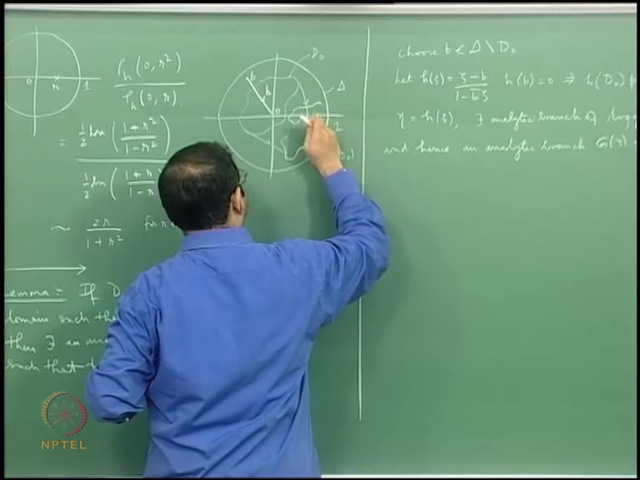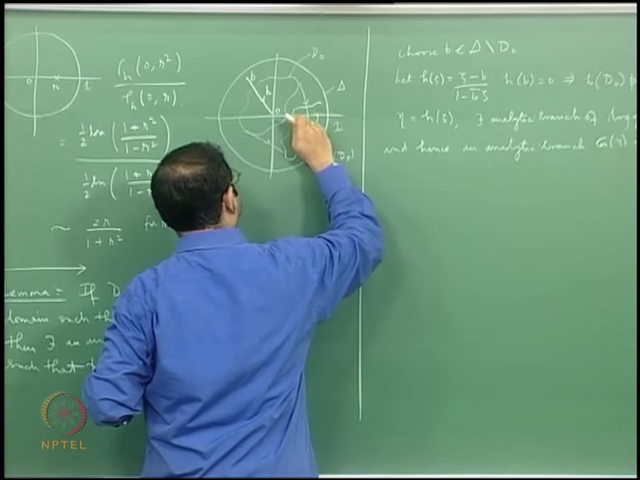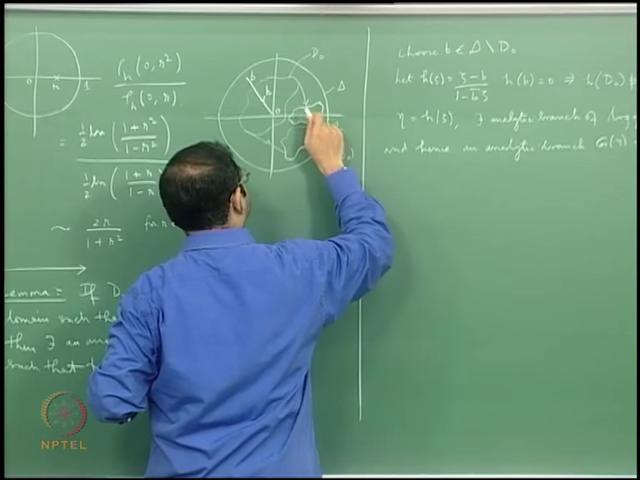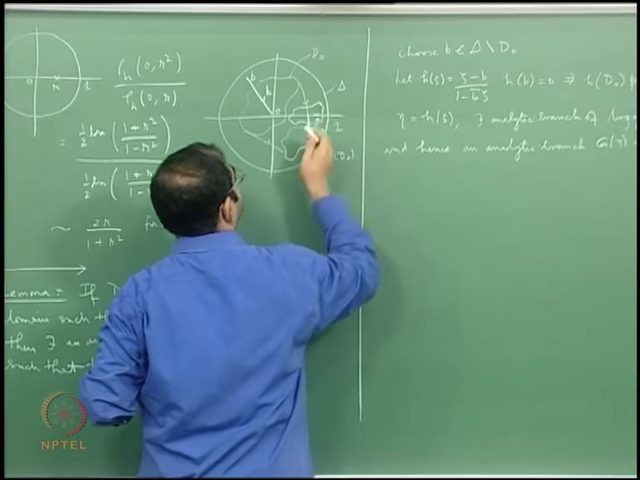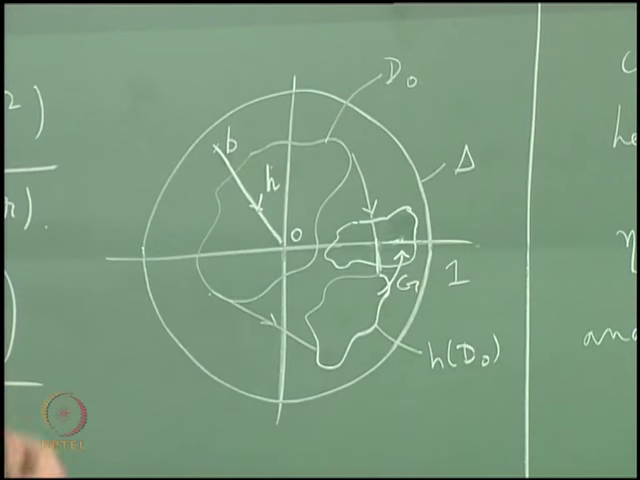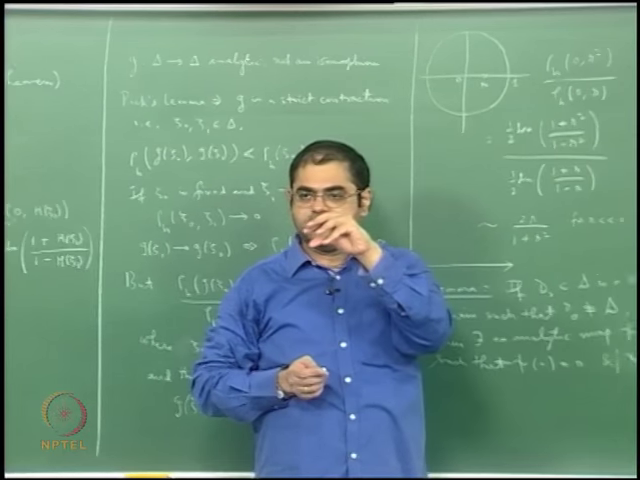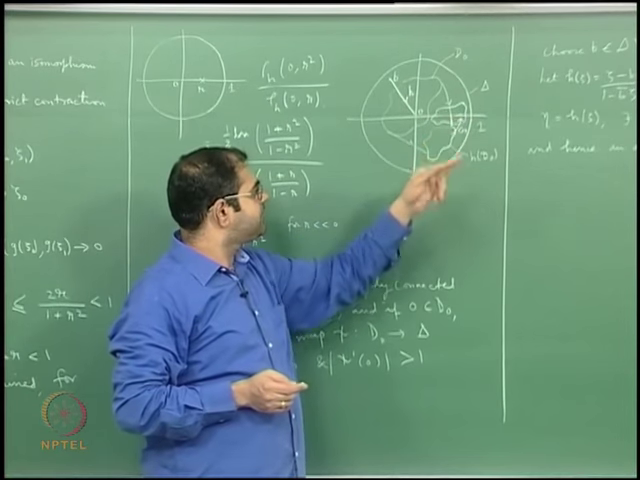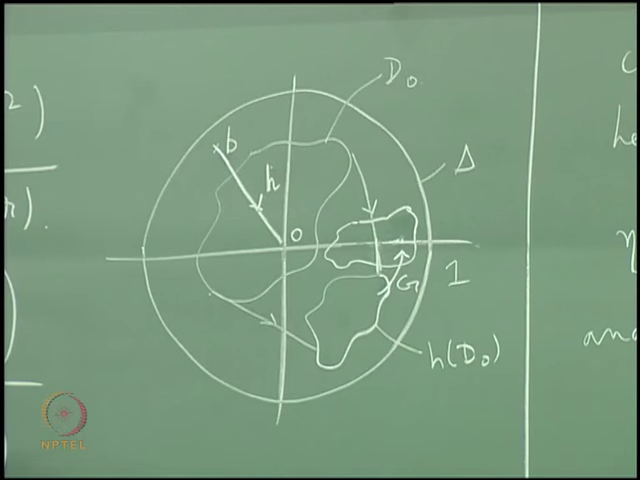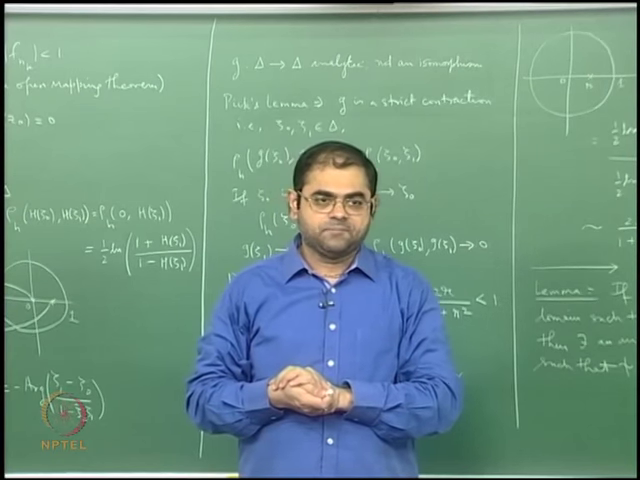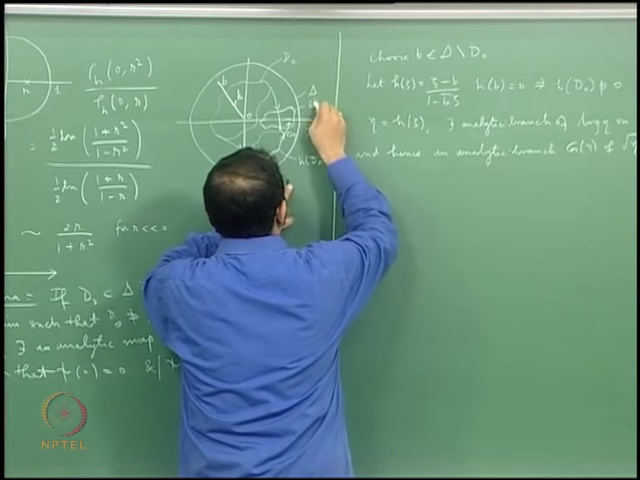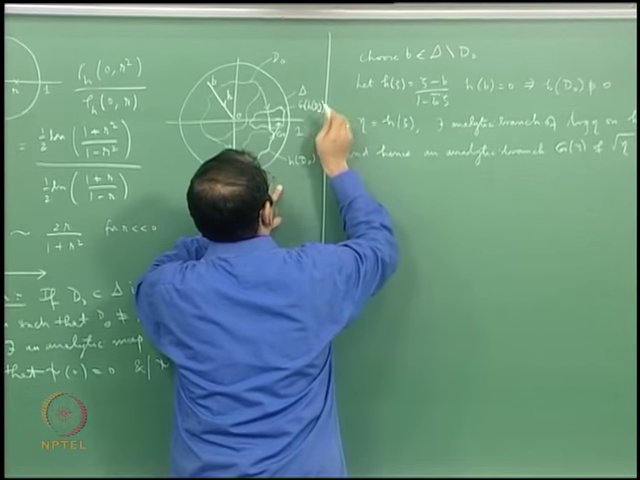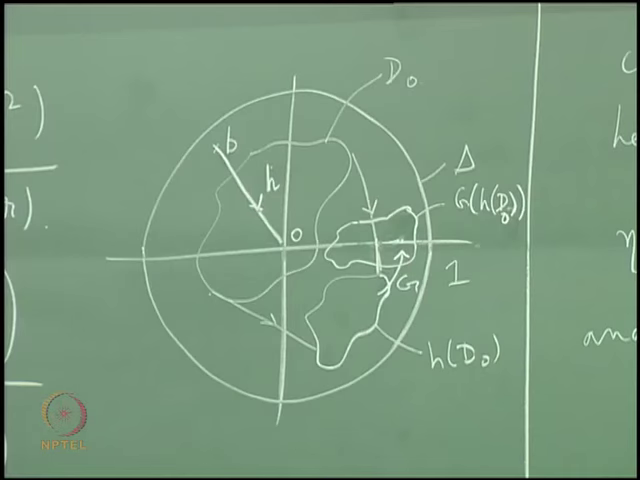I mean, my diagrams are not accurate, but they will just help you to visualize what is going on. So this is what happens if I apply g. g will move this hd0 into ghd0, and of course the image under g of hd0 will again be an open set, because the open mapping theorem will always tell you the image of a non-constant analytic map will always be open. So what I will get is this domain, which is g of h of d0. I will get this domain, right.